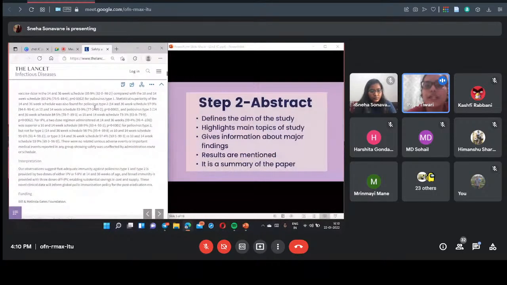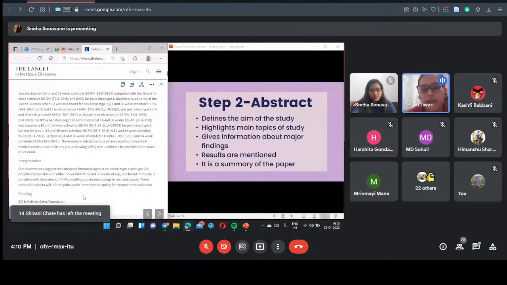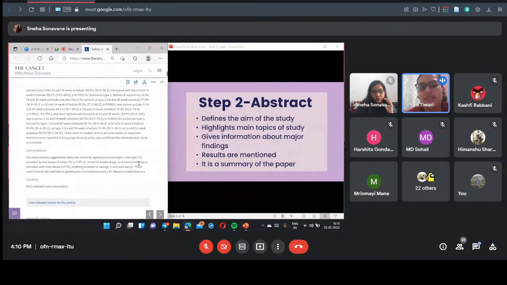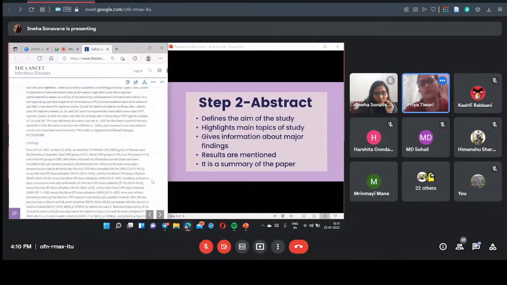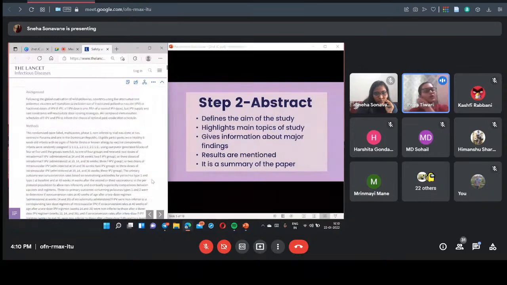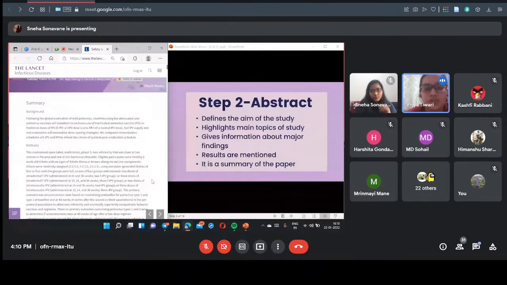So when you're doing the literature search for your own paper, at that time you will read the title and abstract, and then select the paper if it lies in your criteria and you want to use the paper in your research for referencing. Next slide.